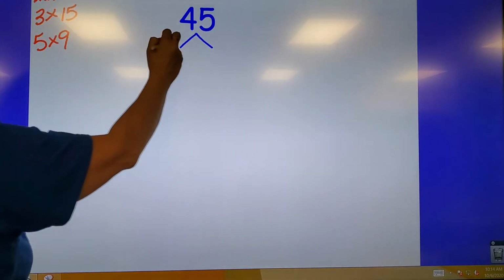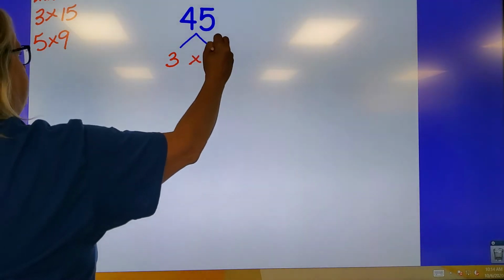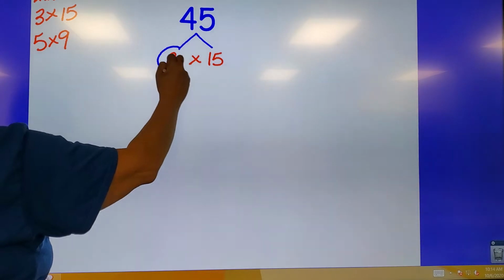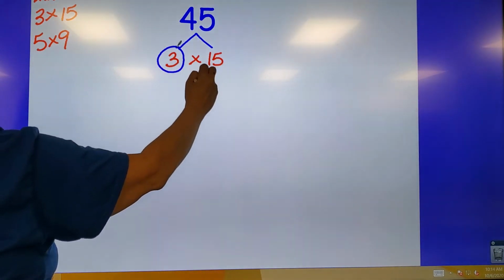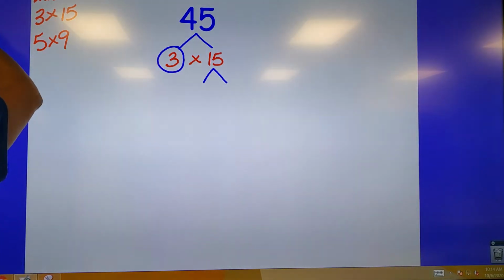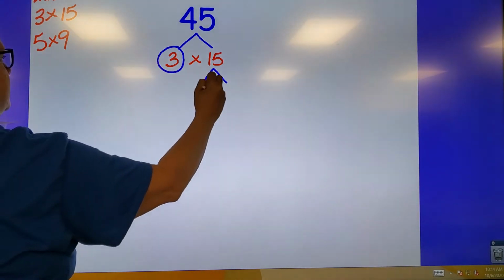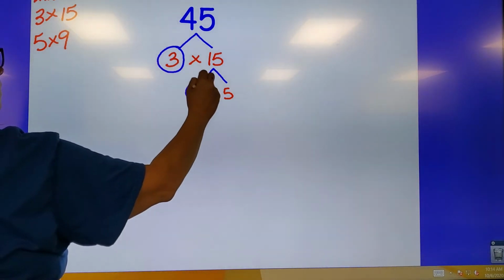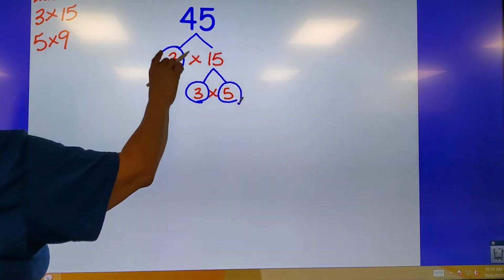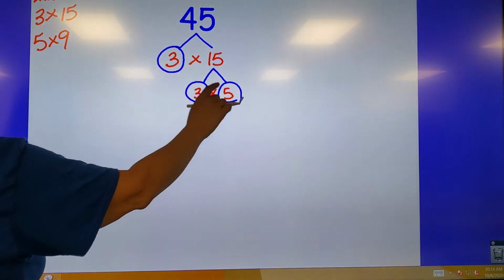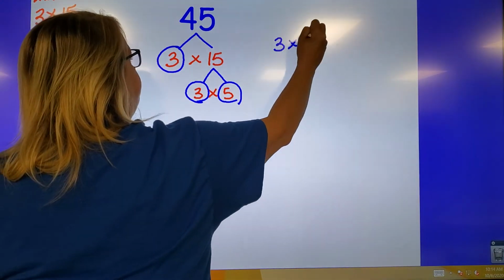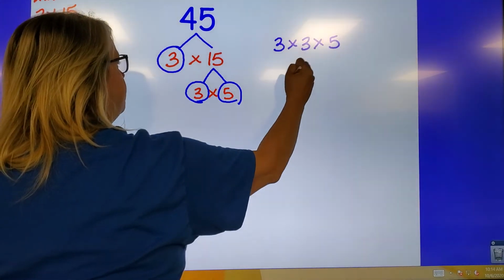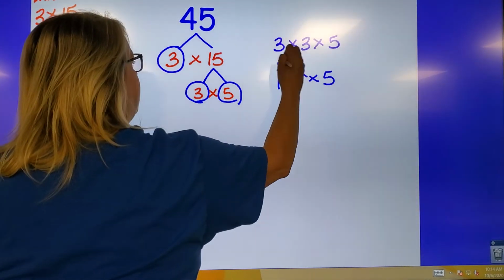So let's start out with the 3 times 15. Maybe that is what you chose. Now, you should have asked yourself, is 3 prime? Yes, it is. Circle it. Is 15 prime? No, it is not. So 15, I can do 3 times 5. And 3 is prime, and 5 is prime. So I have 3 times 3 times 5. Again, that's 9 times 5. So 3 to the second power times 5.